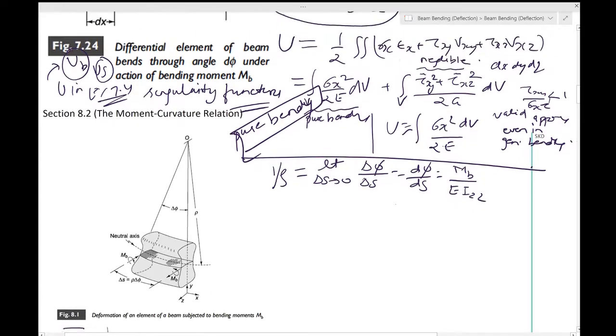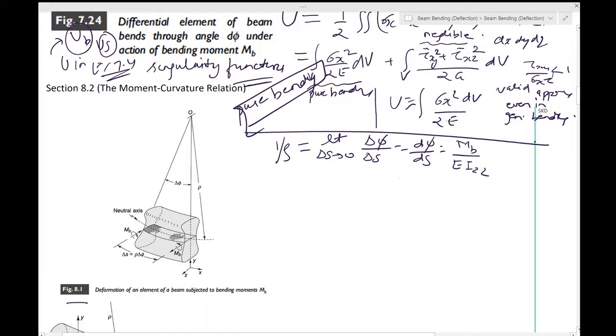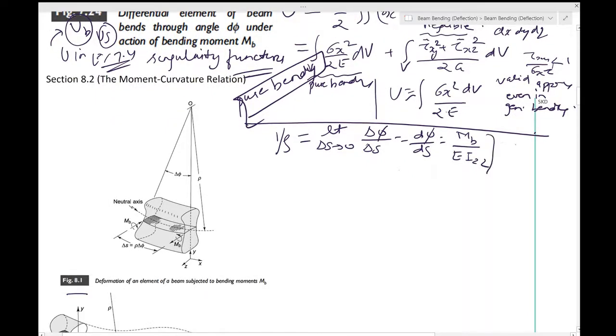I think it was 7.17 if I am not mistaken, but you can check. But this was derived in chapter 7: the relationship between curvature, the deformation and the bending moment. Okay, so you have M_B over here, you have M_B over here because it's pure bending, and this was your neutral axis, this one. Rho is your curvature, delta phi is this angle formed by the two parallels, and this is your neutral surface, this one.